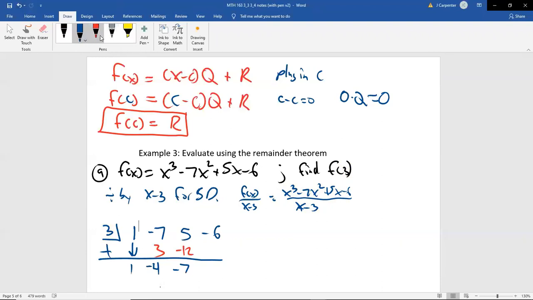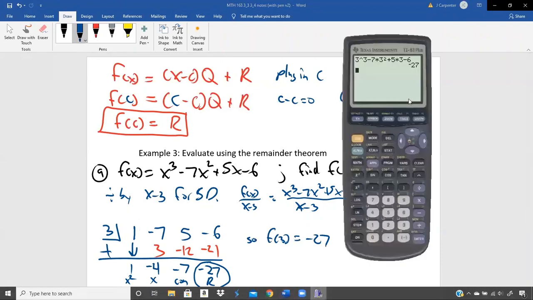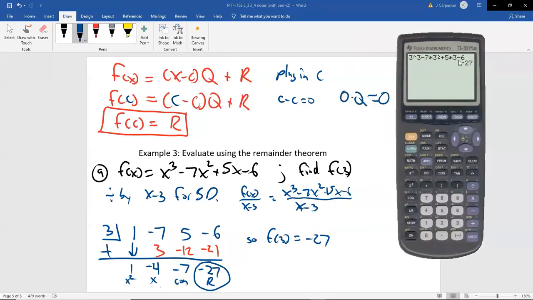Multiply. Negative 7 times 3 is negative 21. Add. Negative 6 plus negative 21 is negative 27. Now from right to left, that's remainder, constant, coefficient of x, and x squared, but all we really need is this number, because we said that the remainder is the answer. So f of 3 is negative 27, and holy freaking cow, it's the same thing.